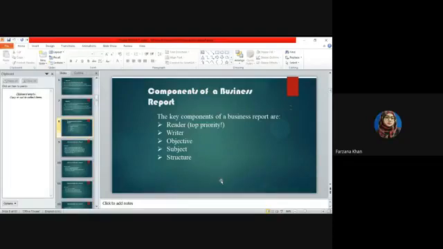So the structure is basically the format of the report. How will you organize, basically the organization of your report, which we will study, that how to organize your report, what should be the structure of the report. That is very, very important to make clear your point to your reader. So these are the four components of a business report which are very important: the reader, the writer, objective, subject, and structure. You cannot compromise one in place of other.